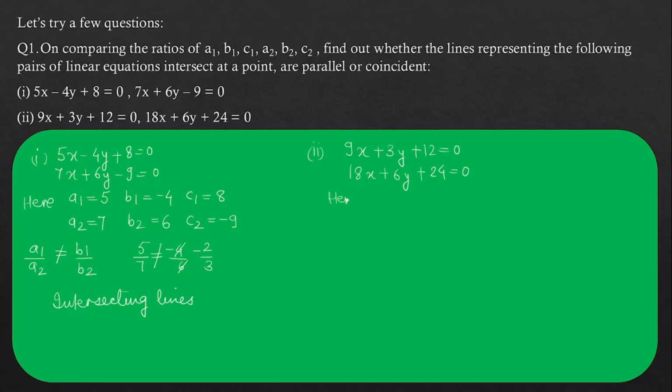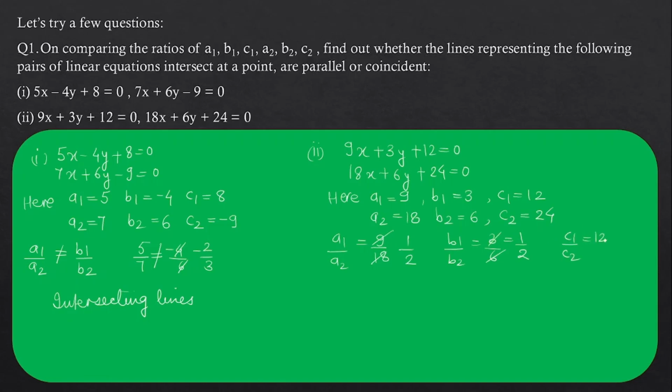So now we find the values of A1, B1, C1, A2, B2, C2. Try solving it with me. A1 is 9, B1 is 3, C1 is 12, A2 is 18, B2 is 6, C2 is 24. A1 by A2 is 9 by 18, which is 1 by 2. B1 by B2 is 3 by 6, which is 1 by 2. C1 by C2 is 12 by 24, which is 1 by 2.